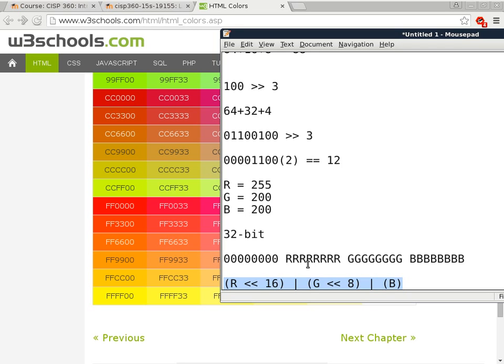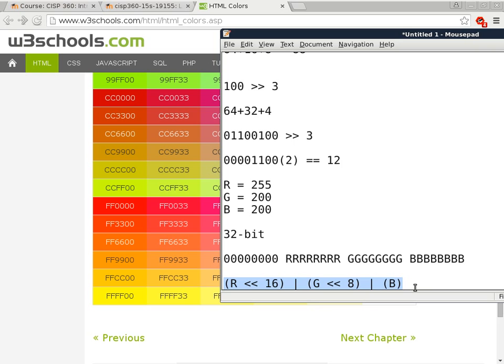Yep. So do we lose all the red if it shifts 16 to the left? No, because this is a 32-bit number. Wouldn't the R be in the second 16th or the second 8th?